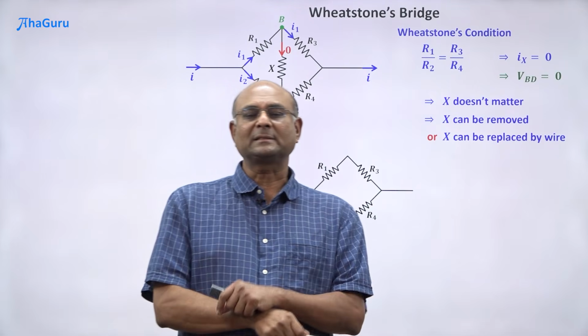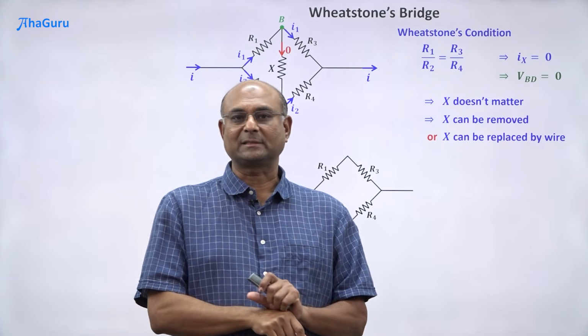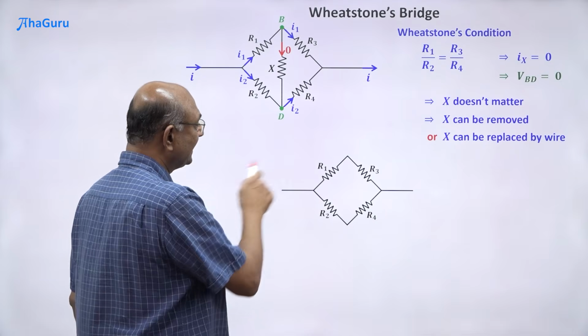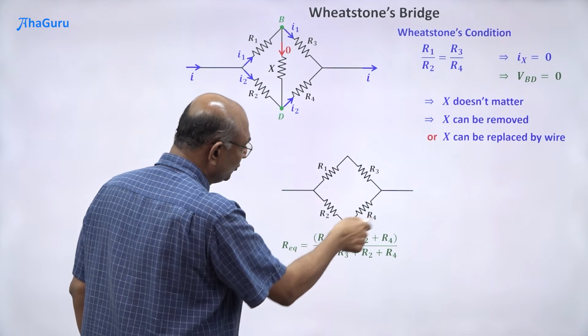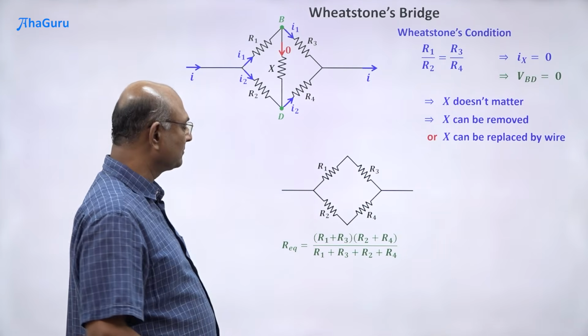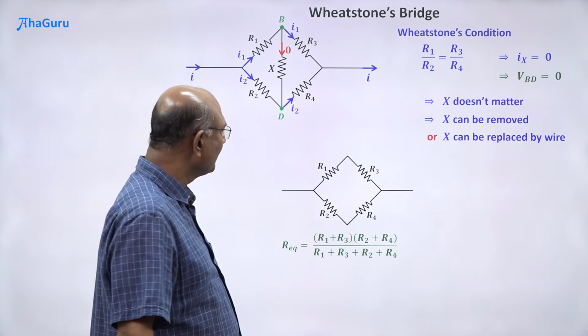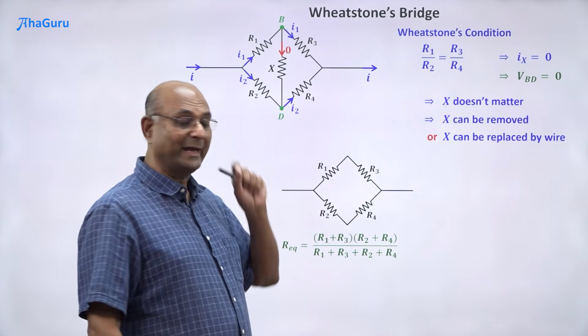When two resistors are in parallel, you can write R1 R2 by R1 plus R2 as the equivalent resistance. So in this case, I can write the equivalent resistance as (R1 plus R3) into (R2 plus R4) by (R1 plus R3 plus R2 plus R4). Well, that is the equivalent resistance, easy to calculate once you have removed X.